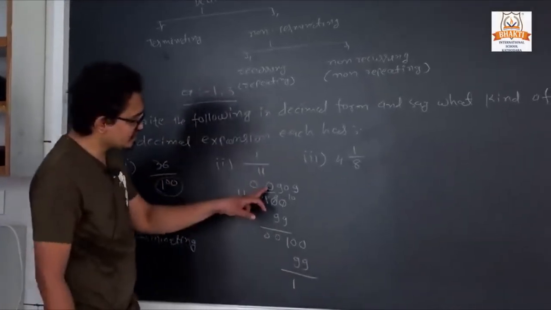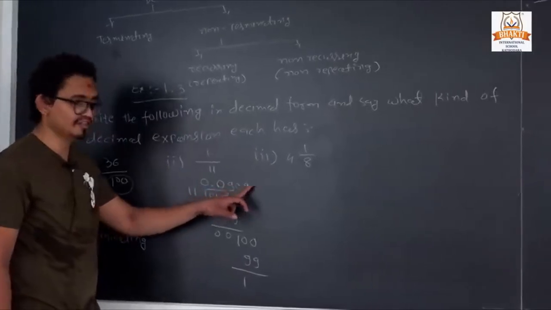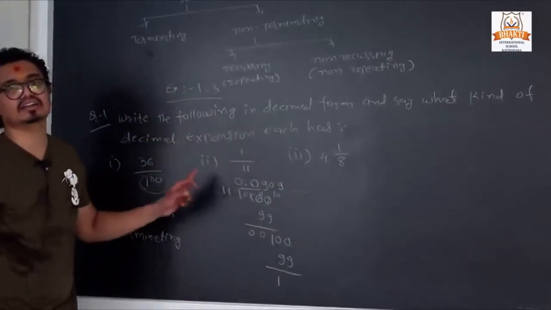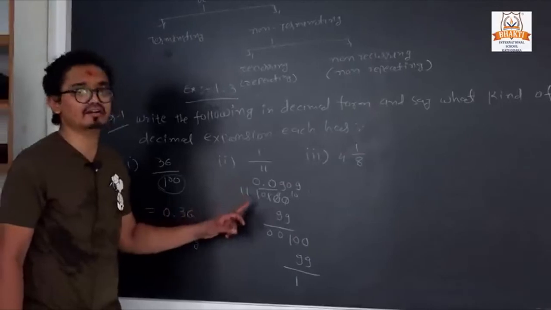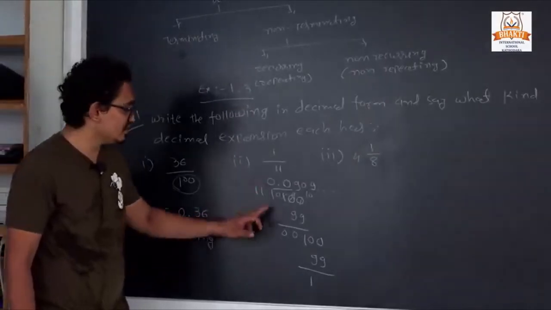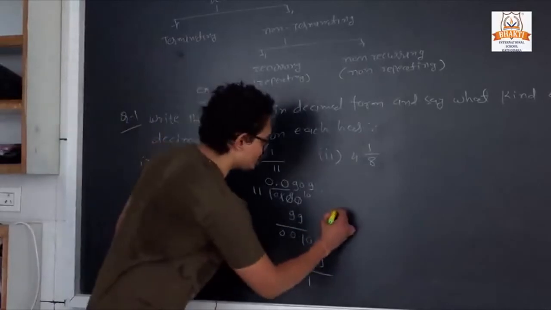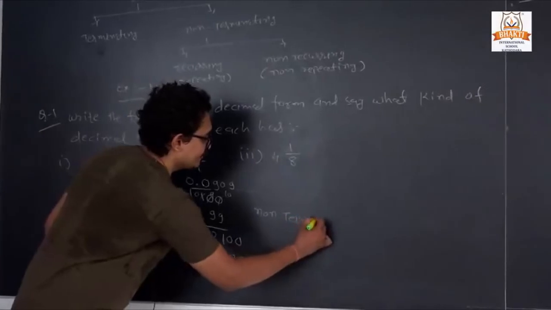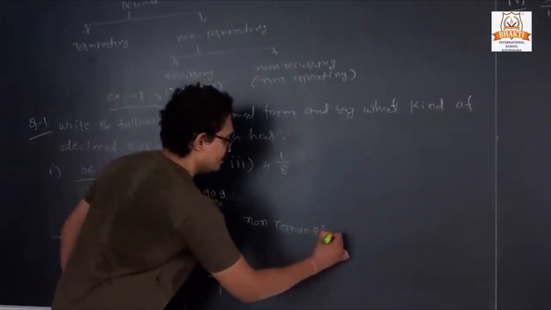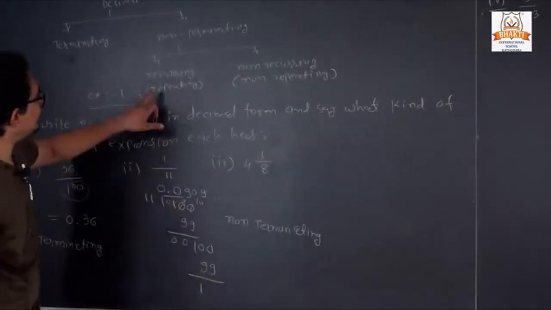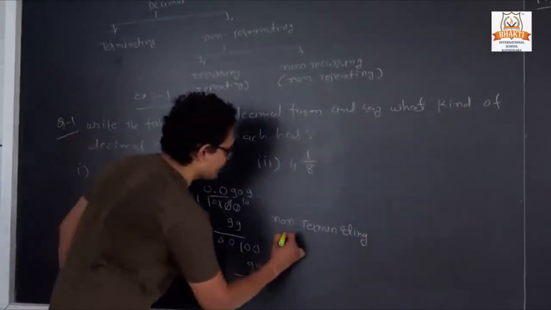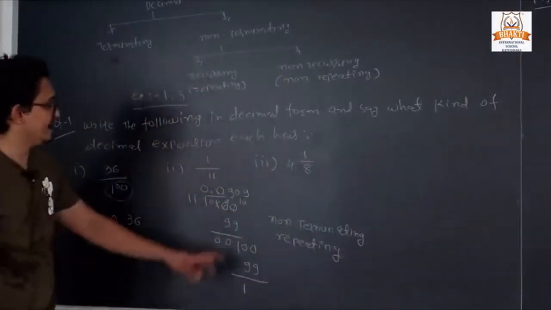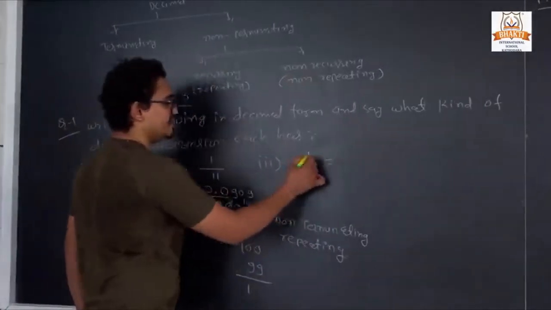So here two digits are repeated, 0 9 0 9. Clear? It will be in continuous form. We cannot get remainder 0 no matter how many times we perform the division. So this kind of number is called non-terminating, repeating.